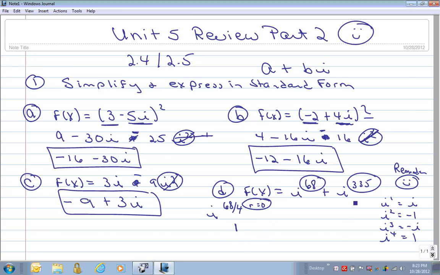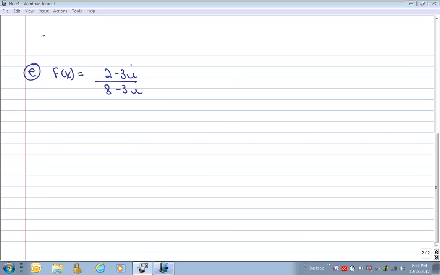Then for i to the 335th, we would take 335 divided by 4, and when we do, our remainder is going to be 3. And so we have to look at i to the third, which is negative i. So this is going to be plus negative i. If we write this in standard form, it would be 1 minus i as our answer. Make sure you're good on that before your test. All right, let's keep going.